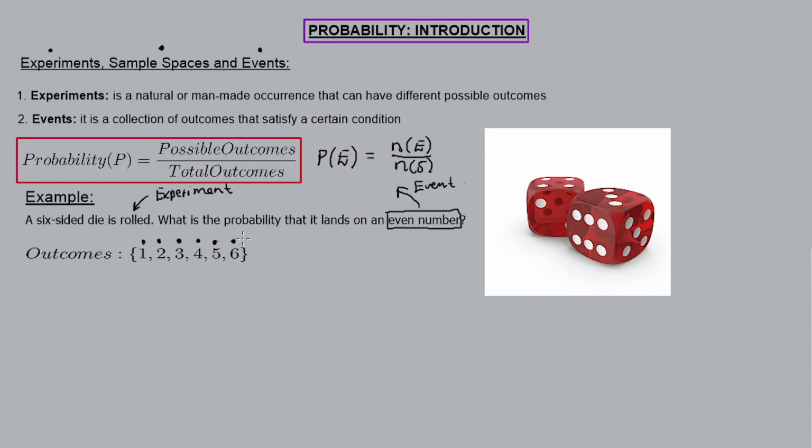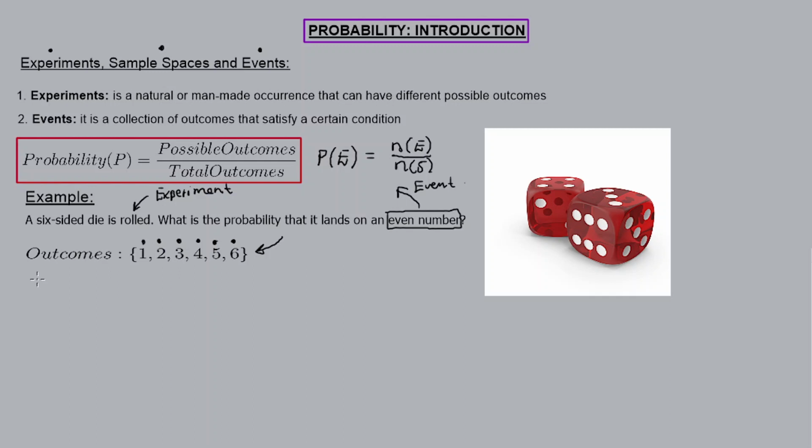So this is the sample space again. This is the sample space. And so the experiment has this sample space. The sample space, basically, is the set of all the outcomes of the experiment. So these are the outcomes. It's also called the sample space.